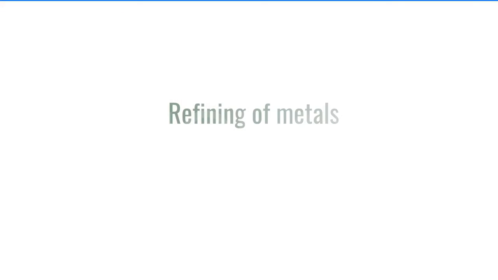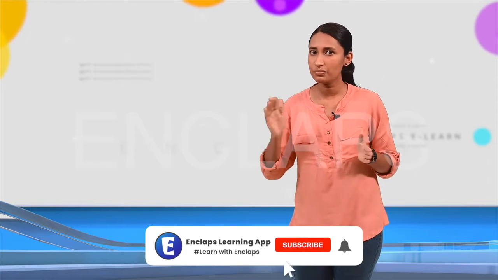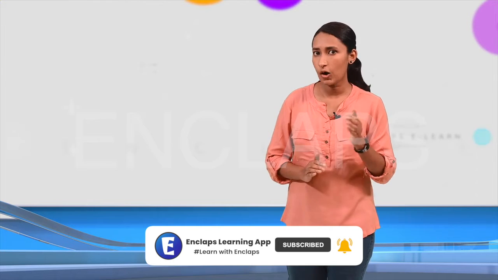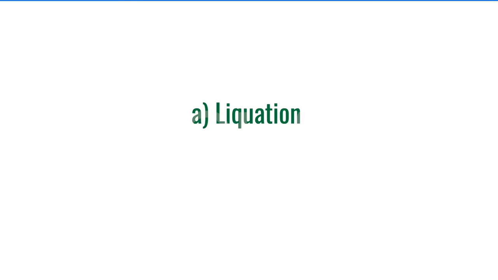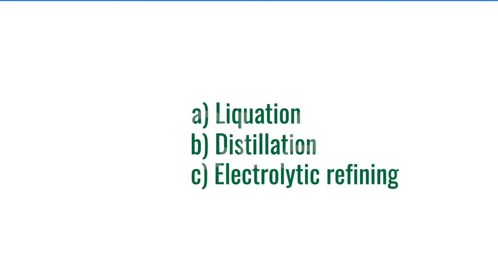Now we are going to discuss the third stage of metallurgy, that is the refining of metals. The metal obtained by the reduction may contain other metals, metal oxides and some quantities of non-metals as impurities. Refining of metals is the process of removal of these impurities to get the pure metal. Depending on the nature of the metals and the impurities present in them, different methods are used for refining the metals. And the important among them are liquefaction, distillation and electrolytic refining.